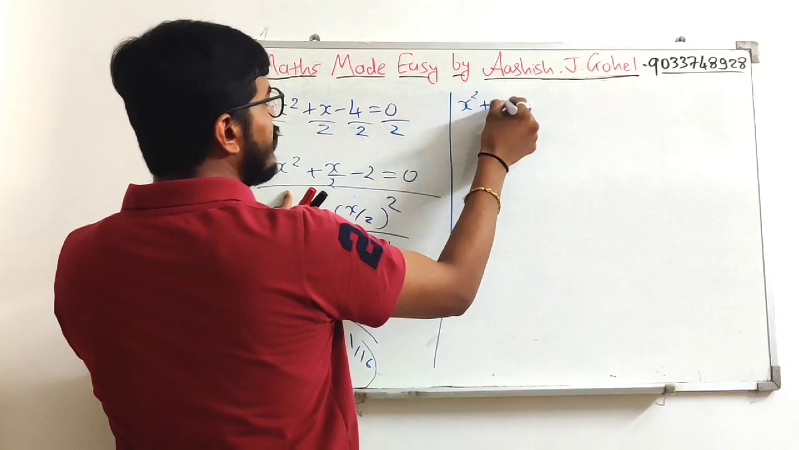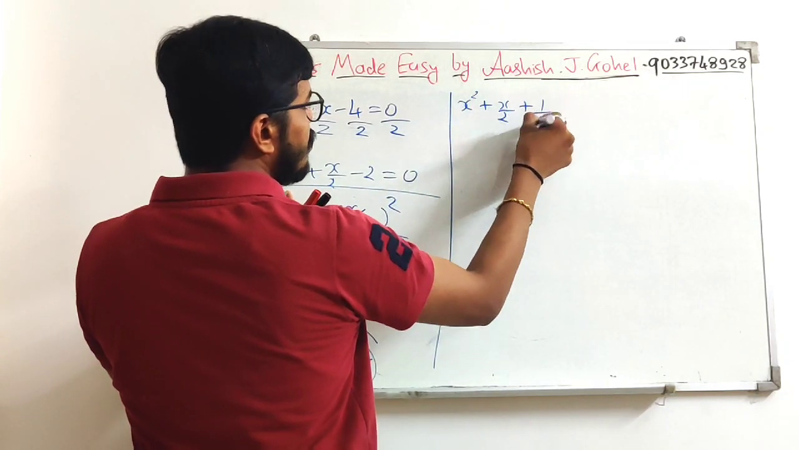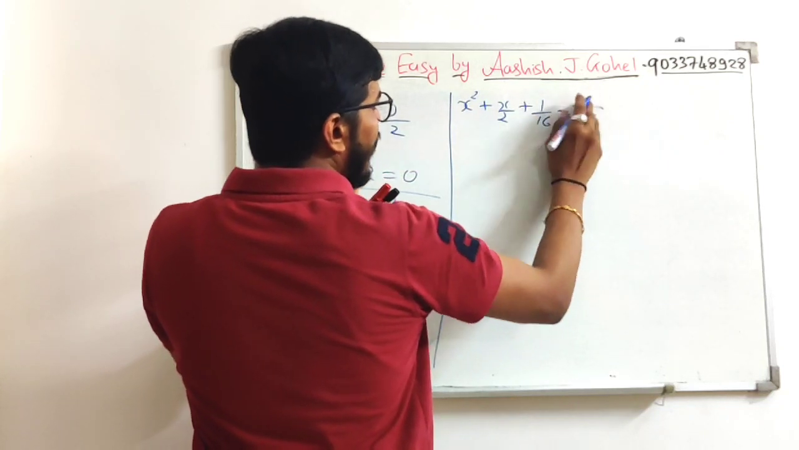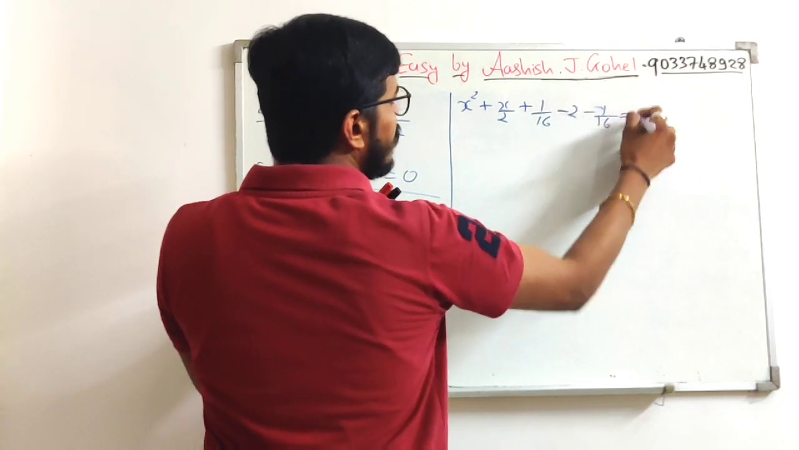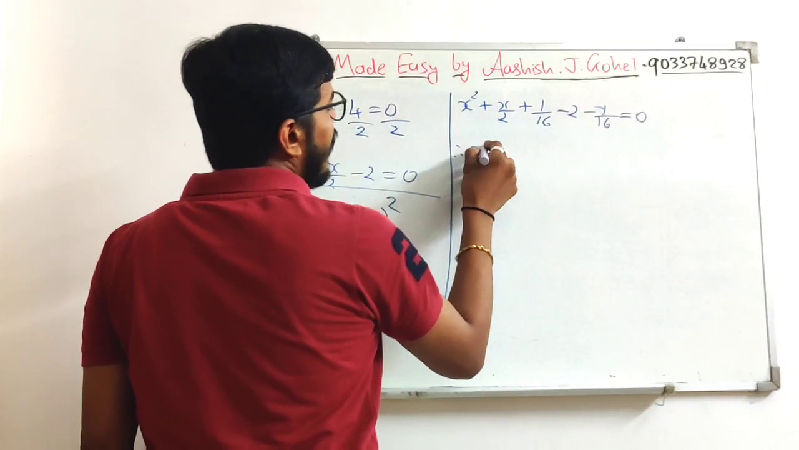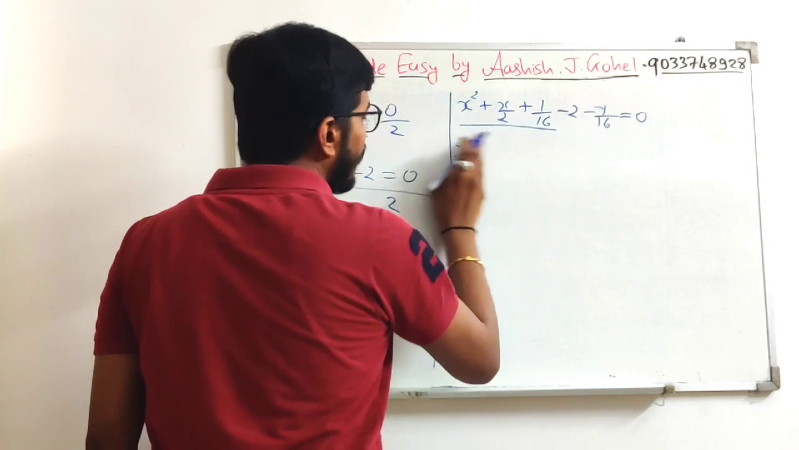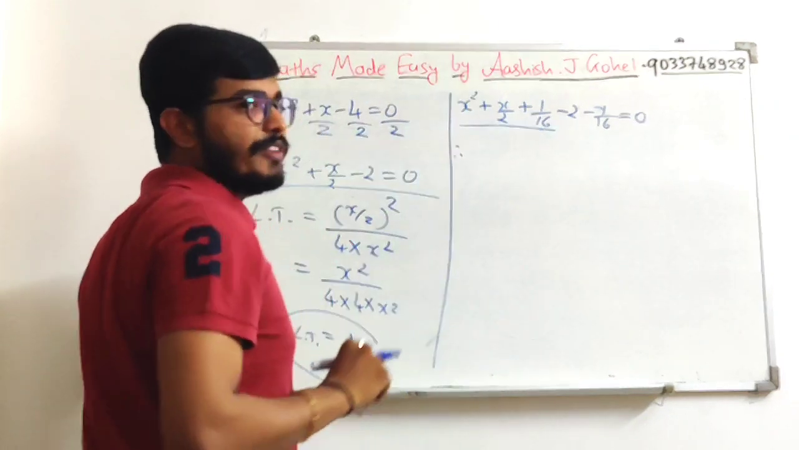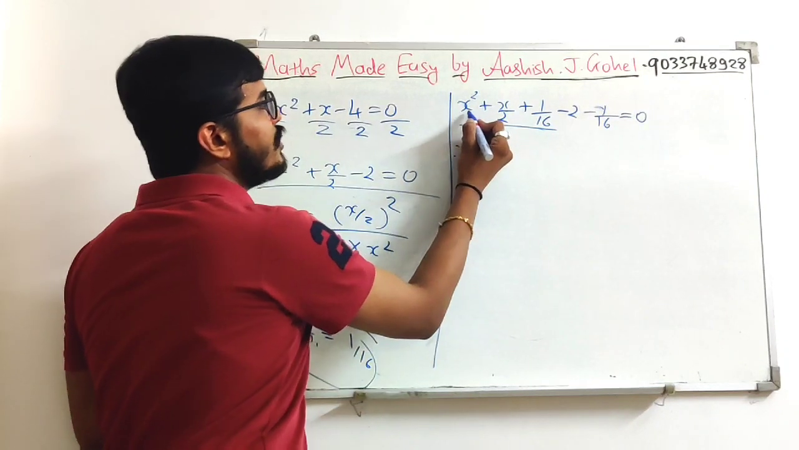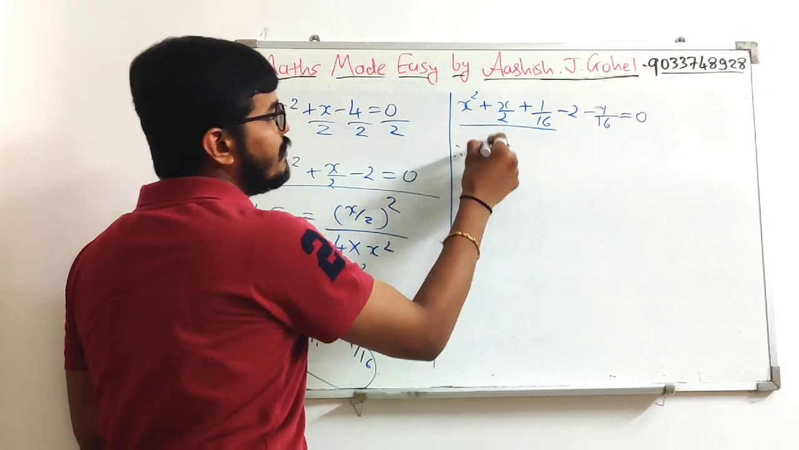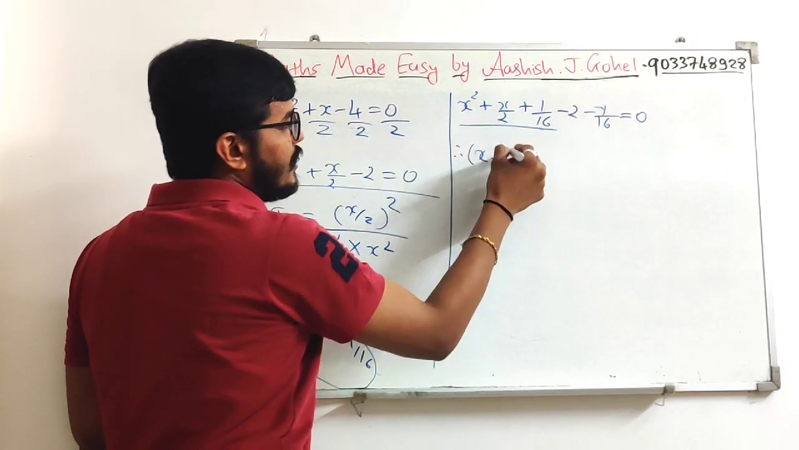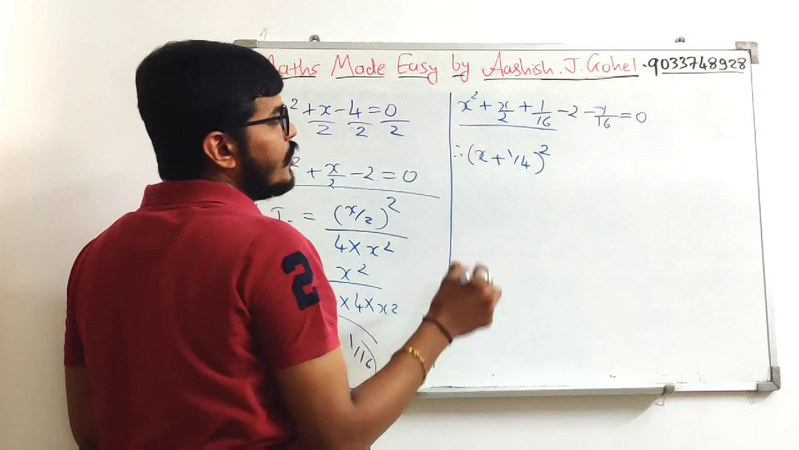So x square plus x by 2 plus 1 by 16, minus 2 was already there, minus 1 by 16 is equal to 0. Okay, now this will be a perfect square. Of which term will this be a perfect square? All of you know this now, that we need to take the square root of the first term, put the sign of the middle one, then again take the square root of the last one. So 1 by 4. Okay.